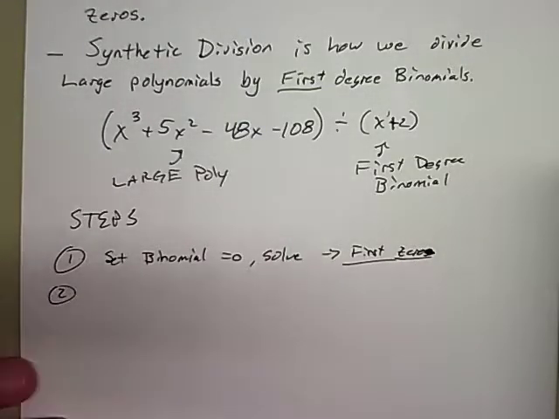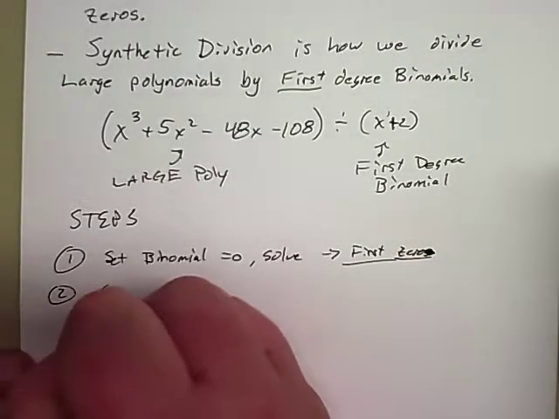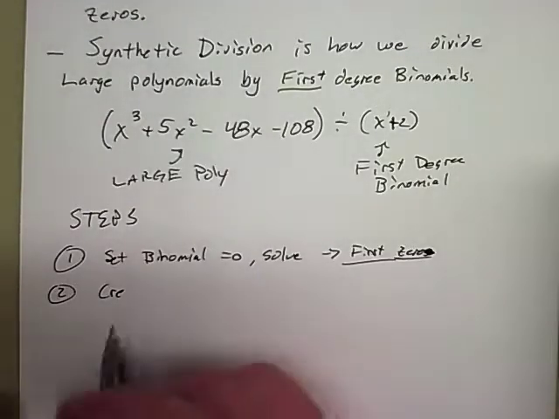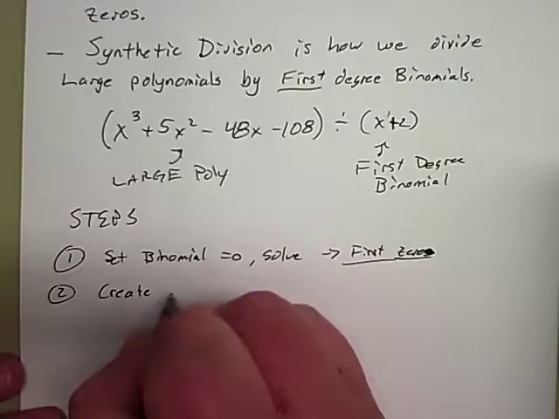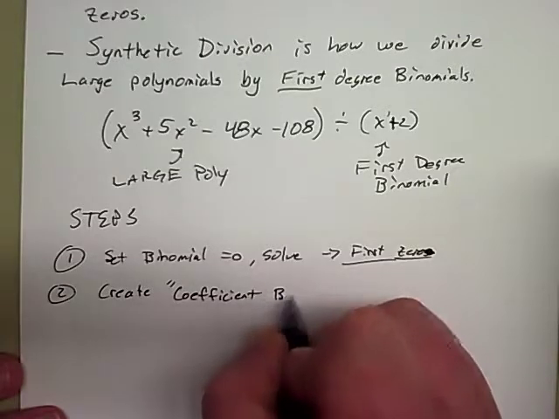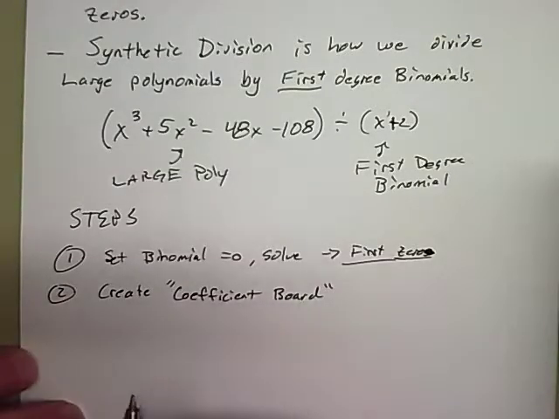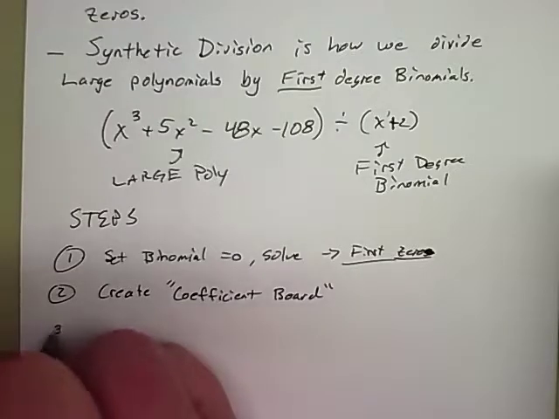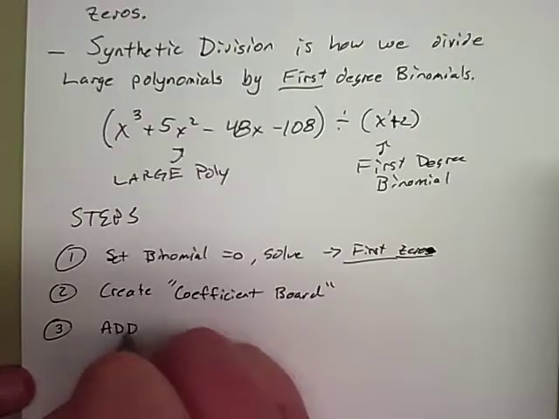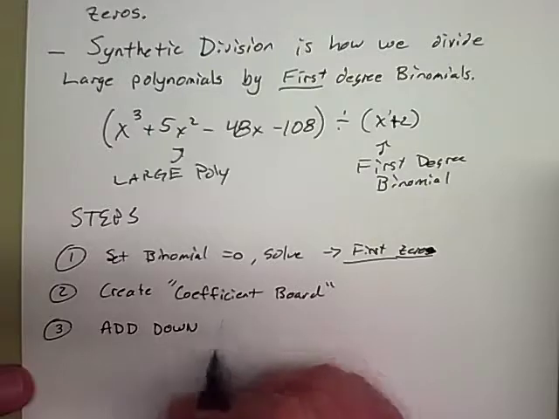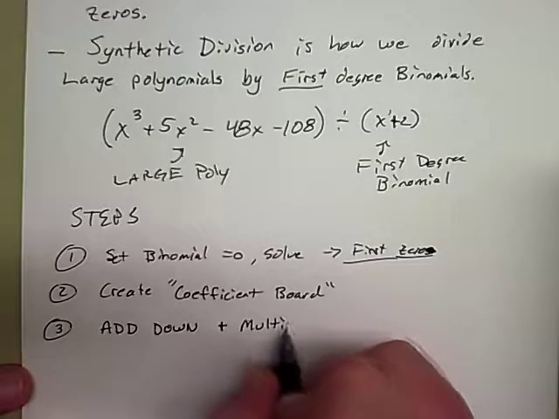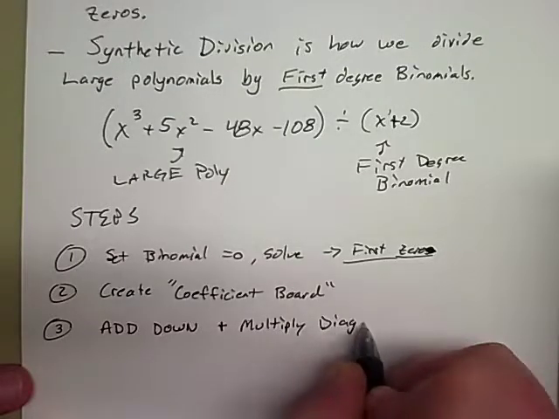The second step, now this is made up Stevens language. This is Mr. Stevens language. Not everybody uses this language. This is what I call it, okay? So we're going to create what I call the coefficient board. Almost like a board game. Step 3. Now these are the nuts and bolts. So remember, as we do this, you add down and multiply diagonal.